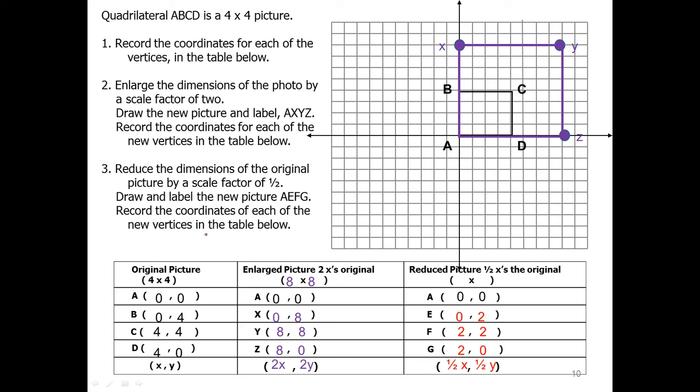So from our original picture, which was 4 by 4, we should come up with a new picture that is 2 by 2. And if we come in here and plot E, F, and G, you'll see we have a new square that is 2 by 2. So you can do it by multiplying the length of the side, plotting the points first, and then determining the new coordinates. Or you can take the coordinates and apply the scale factor directly to the coordinates and then plot the points. Either way will get you to the right answer.